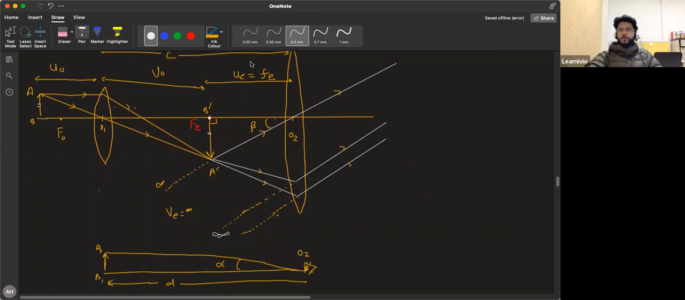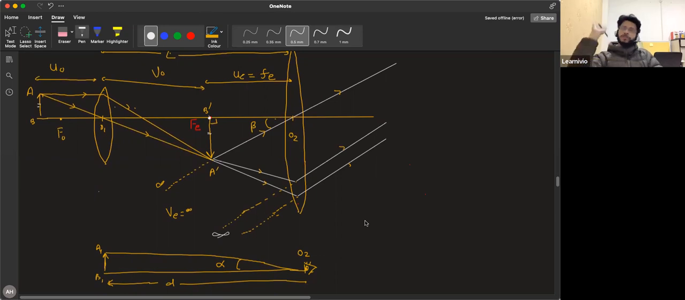Can I scroll it if you have drawn this ray diagram? Akshay, Anshika, Arpit. Government. Yes.